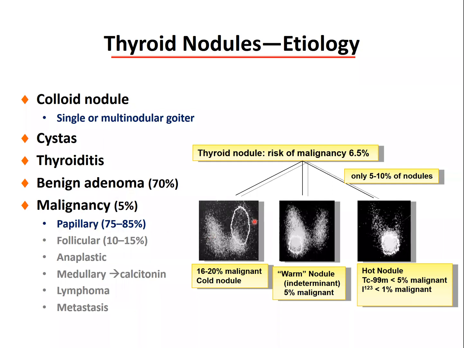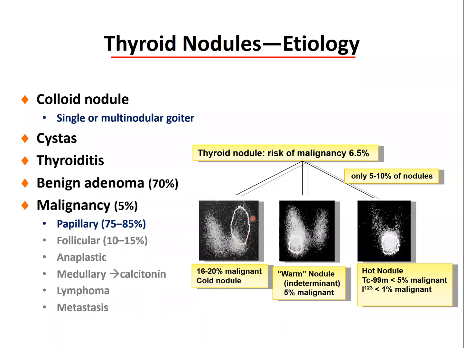We can use the scintillation scan to evaluate or diagnose these nodules. Here you can see 3 different uptakes of the iodine. For example, when we have a malignancy, we can have what are called cold nodules.